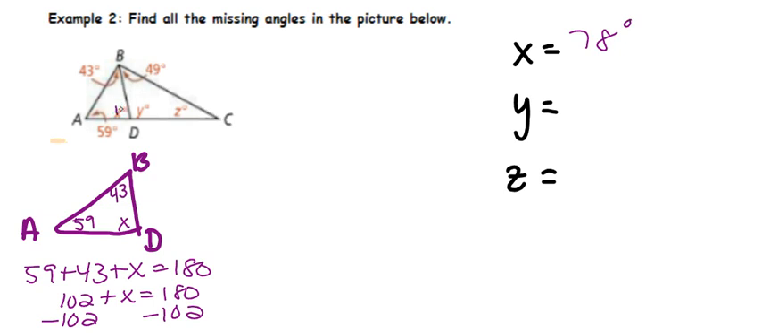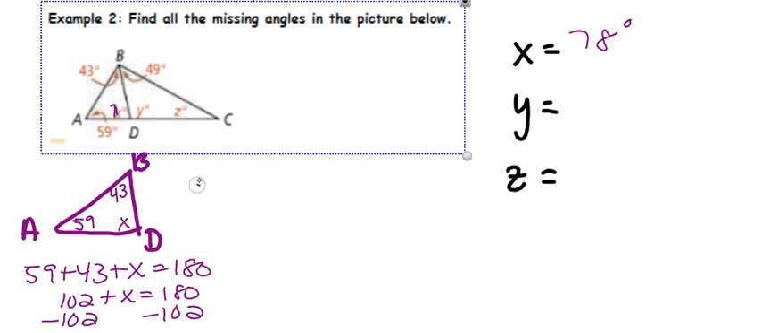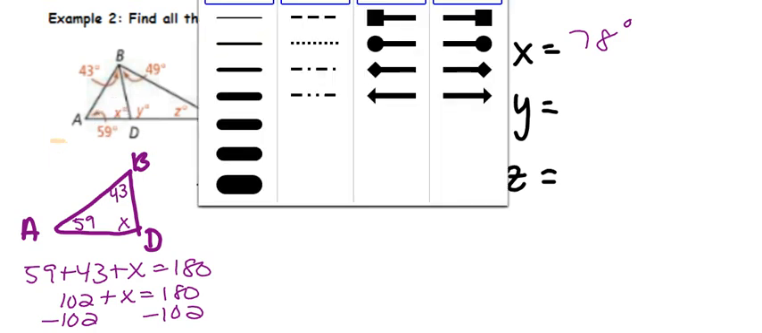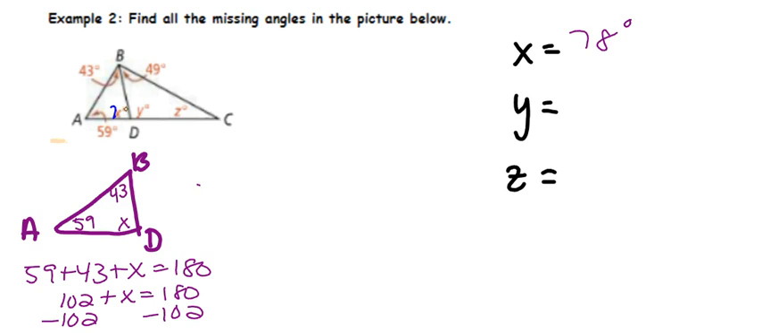And I could put that in my picture. Oops. Uh-oh, what's my computer doing? All right. I'm going to put that 78 degrees in my picture. Because this 78 and this angle y right here, they make a straight line at the bottom. So whatever x is plus y has to equal 180 because lines are also 180.